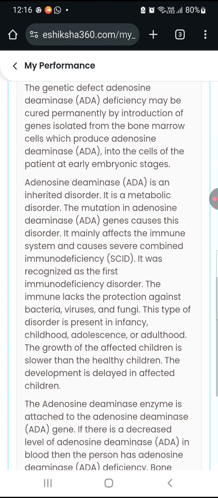Explanation: the genetic defect adenosine deaminase (ADA) deficiency may be cured permanently by introduction of genes isolated from the bone marrow cells which produce adenosine deaminase (ADA) into the cells of the patient at early embryonic stages.